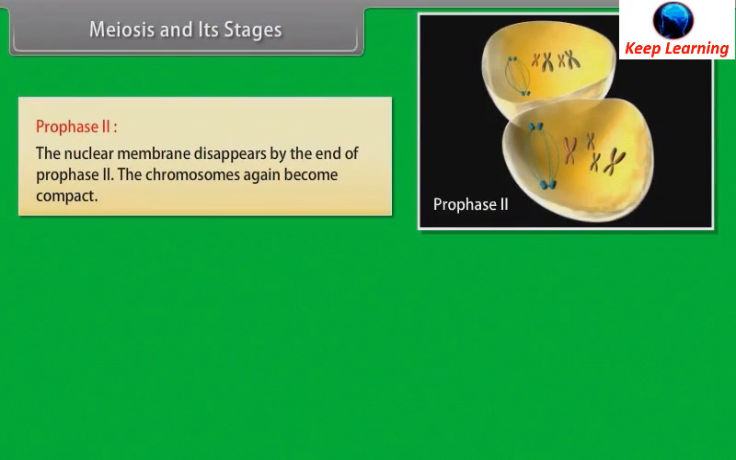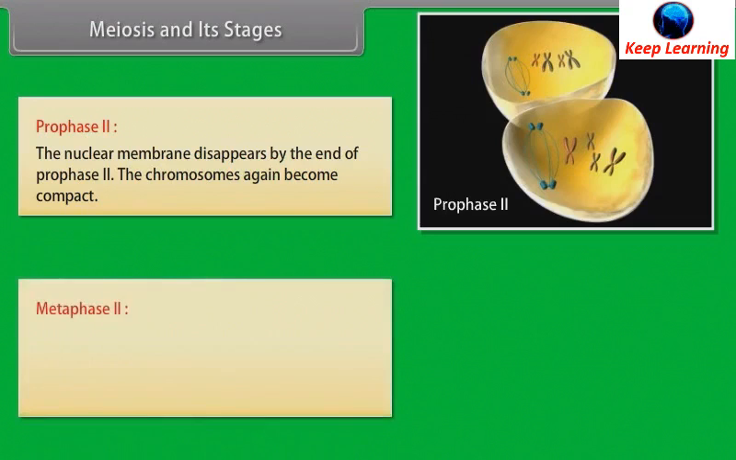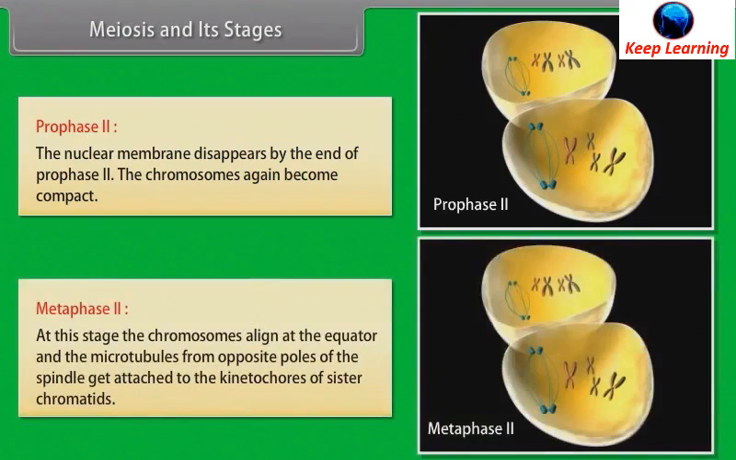After prophase 2, metaphase 2 takes place. At this stage, the chromosomes align at the equator, and the microtubules from opposite poles of the spindle get attached to the kinetochores of sister chromatids. Similar to mitosis, metaphase 2 is followed by anaphase 2.